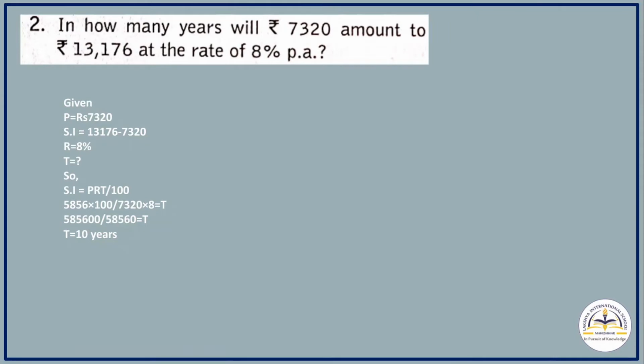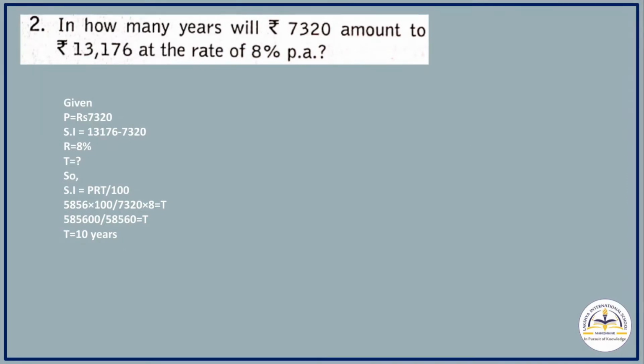Now question number 2. In how many years will rupees 7,320 amount to 13,176 at the rate of 8% per annum? Here the principal amount is 7,320. Now we have to find out the simple interest. So simple interest will be equal to 13,176 minus 7,320. That will be the simple interest, and then rate is given, that is 8% per annum.